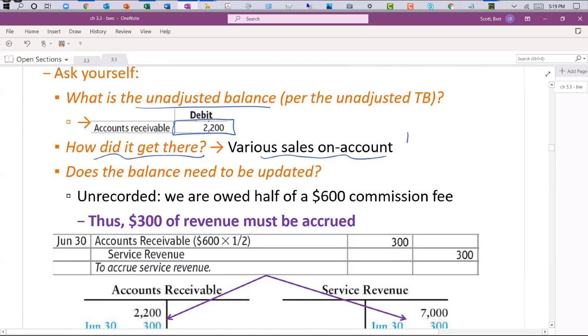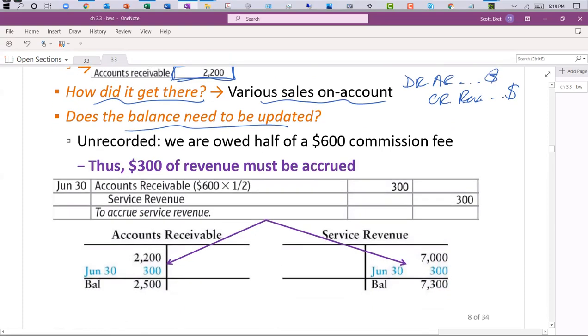Various sales on account. Again, it would be debit accounts receivable. We might look back in our journal and see several different journal entries where there's a debit to accounts receivable and credit to revenue. And perhaps we've collected cash on some of those so far, but currently people still owe us 2,200. Does that balance need to be updated? Well, assume the information I give you is that we are owed half of a $600 commission fee, meaning that we've earned $300 based on the service we provided, but we just didn't get the paperwork yet.